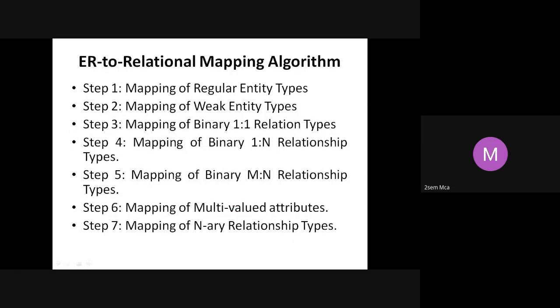Now let us move on to the next important concept, the ER to relational mapping algorithm. These are the 7 important steps in order to convert an ER diagram to a set of tables. The first step is mapping of regular entity types, then mapping of weak entity types, then mapping of one-to-one, 1 to n, and m to n relationships. Then what we should do if we have a multi-valued attribute, how to convert it into a table, and then mapping of n-ary relationship types.